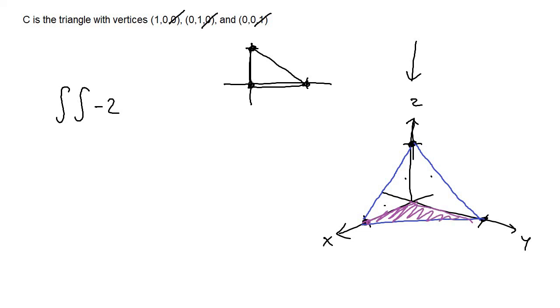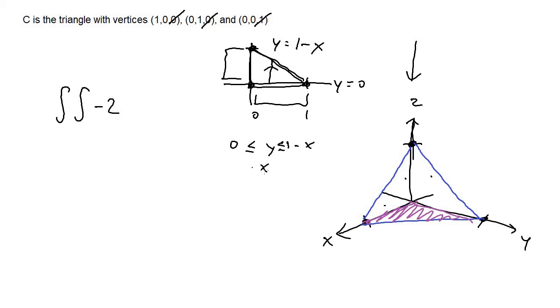Now there's a couple different ways to go about this, but the easiest way is we can say the x bounds go from 0 to 1, and the y bounds go from the bottom line, which is y equals 0, to the top line of the triangle, which is y equals negative x plus 1, or 1 minus x. If I rewrite those bounds, the y bounds go from 0 to 1 minus x, and the x bounds go from 0 to 1.